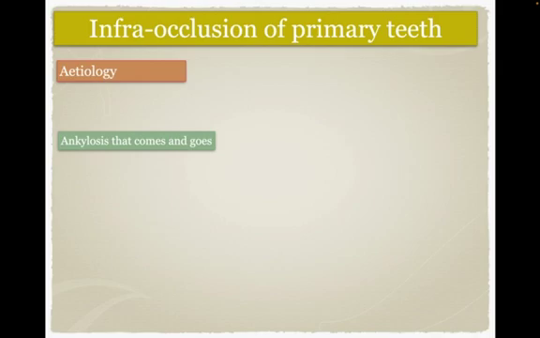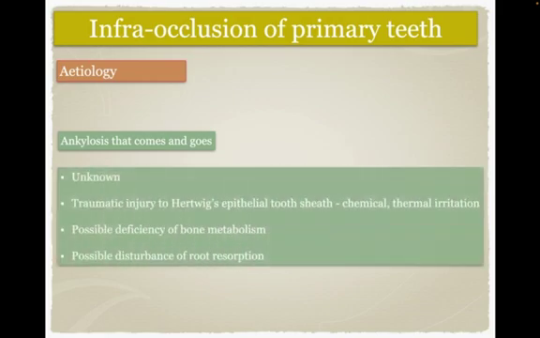Now, why does this happen? Usually it's because of ankylosis. And this ankylosis comes and goes, which means that we have ankylosis and then the ankylosis disappears. The ankylosis forms again and then it disappears. But why did this ankylosis happen? Mainly we don't know. There are multiple theories trying to explain this.